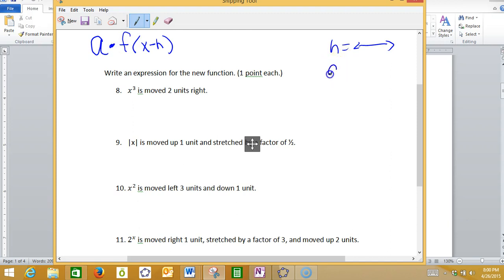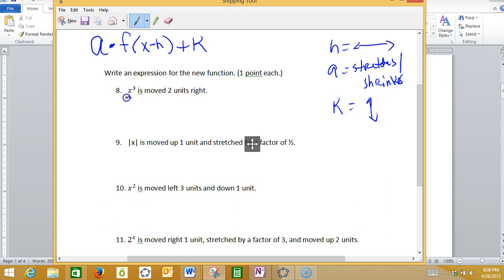The a, remember, stretches the graph, or what we also call shrinks. It makes it skinnier or fatter. Then we can also take whatever value we get and add some number to it, which we call k. Remember that k, just adding or subtracting some number, is going to move the graph vertically. So that's how we transform some function.